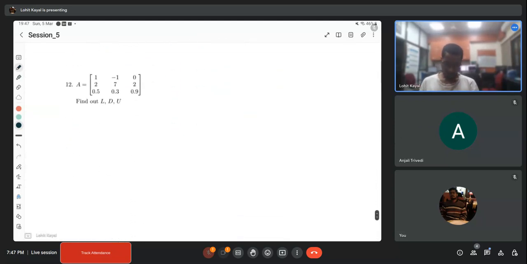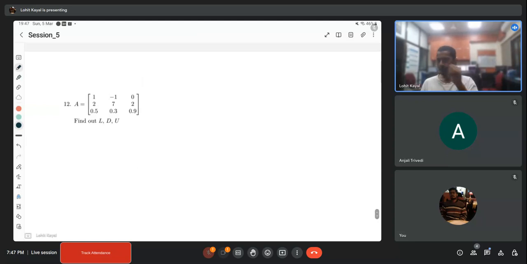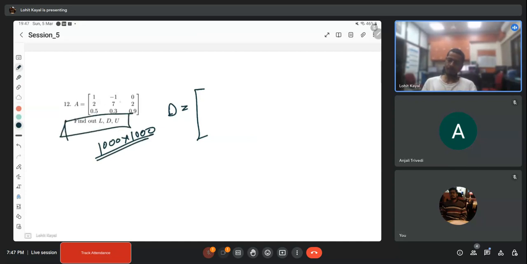So this is another problem. After this problem, we will move to coding. So this is a matrix: 1 minus 1 0, 2 7 2, 0.5 0.3 0.9. This is the matrix, and you need to find L, D and U. Very easy problem. Later I will show how to find L, because in reality you will not get a 3 by 3 matrix. You will probably get a 1000 by 1000 matrix, and you need to operate with that. There you cannot just look at the matrix and find what is D, what is L, and what is U. There you have to code. You need to use Matlab to find that.